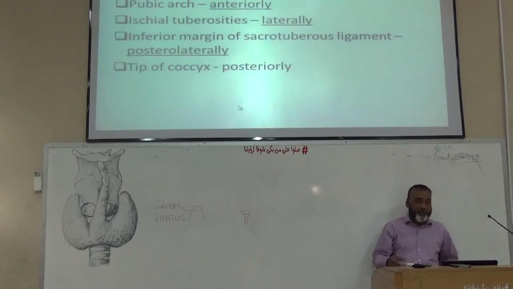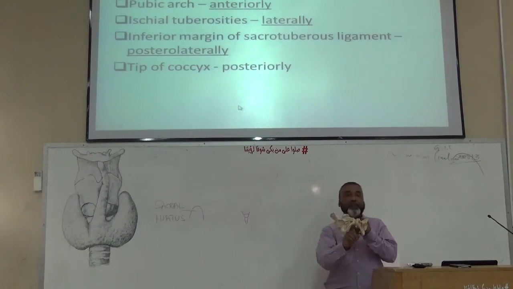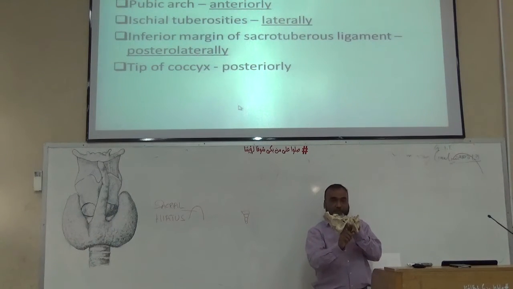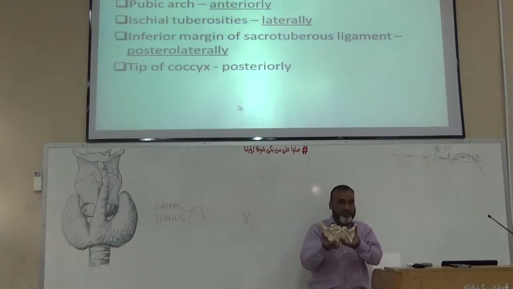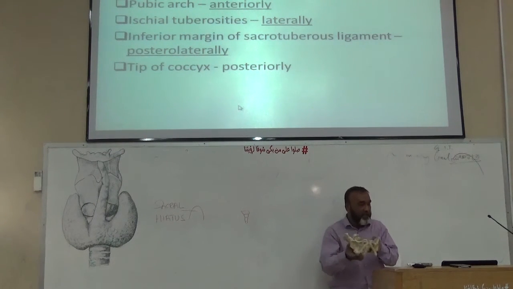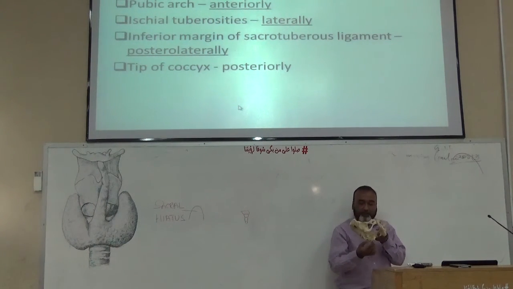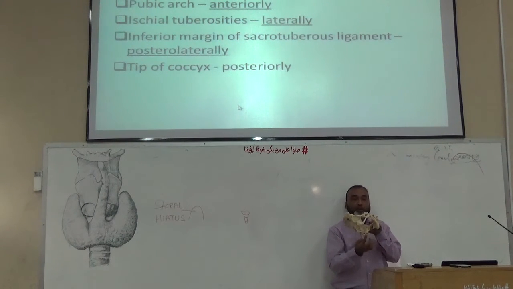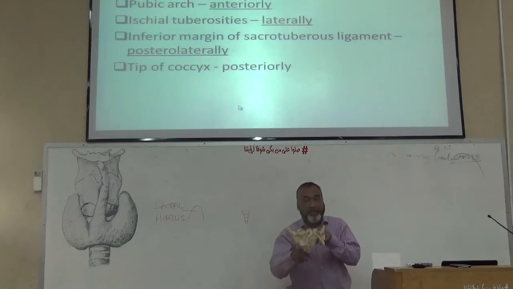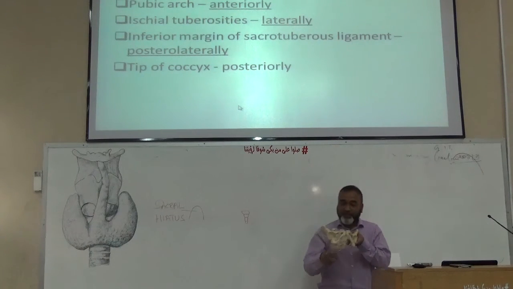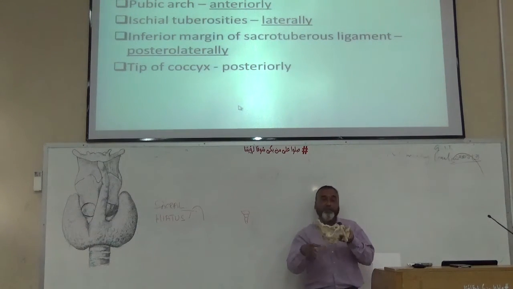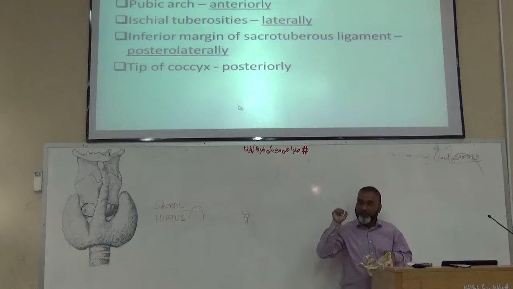Pelvic outlet, I already told you that anteriorly we have the pubic arch. On each side laterally we have the ischial tuberosities, and posteriorly we have the coccyx, and posterolaterally, like I told you, the lower or inferior margin of the sacrotuberous ligament. So it is forming the posterolateral wall of the pelvic cavity.